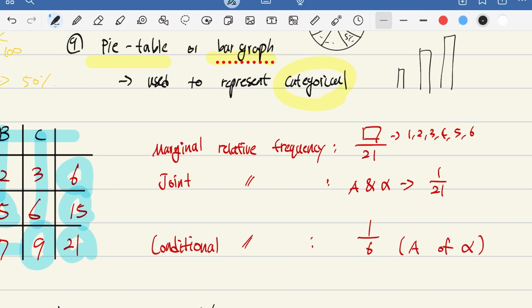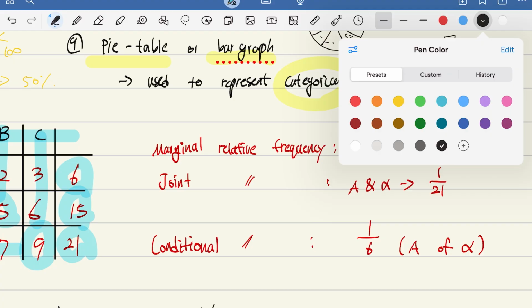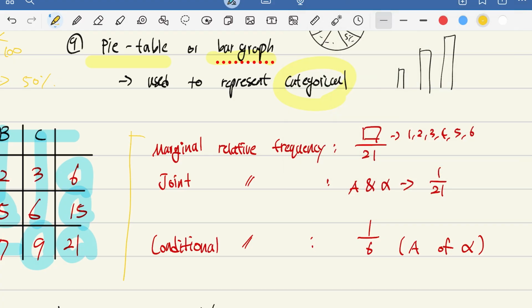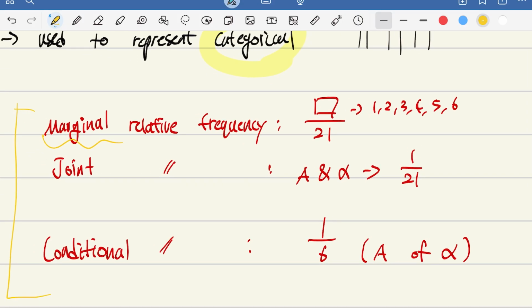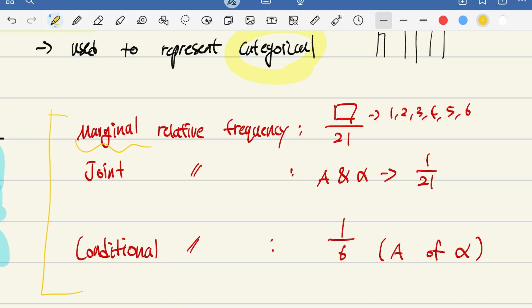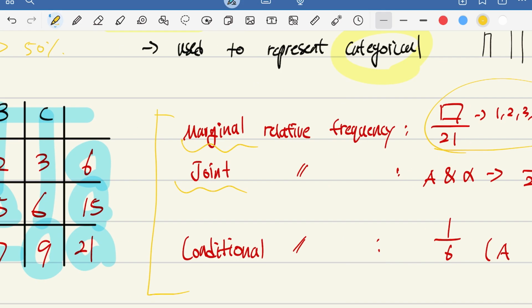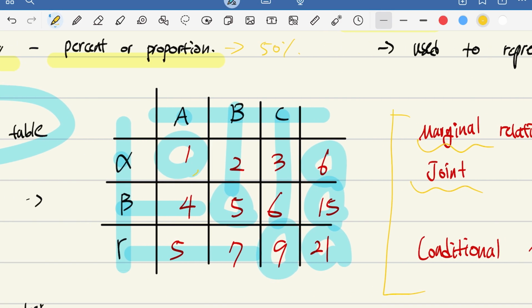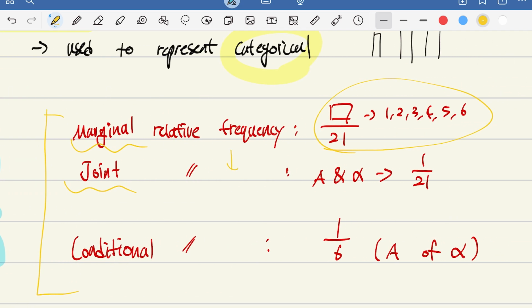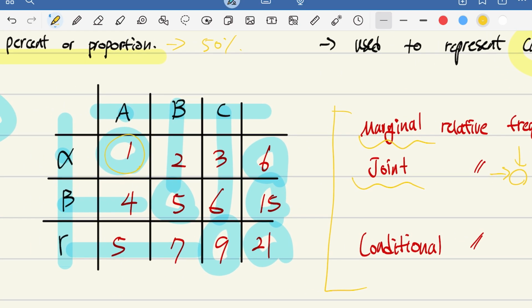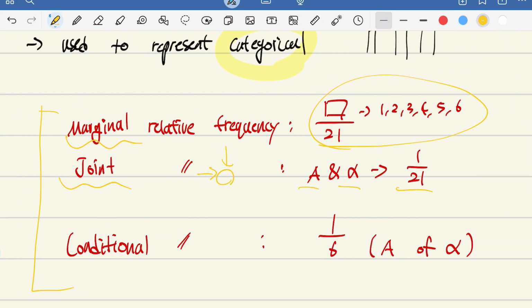And this goes a little bit deeper into relative frequencies. There are three kinds of relative frequency. The first one is the marginal relative frequency, which would be represented in this form. And there's the joint relative frequency, which means this kind of thing. Joint means that two characteristics are joining together, which is A and alpha. If we look at the two-way table, A and alpha is 1, so that goes to 1 over 21, which is the joint relative frequency.